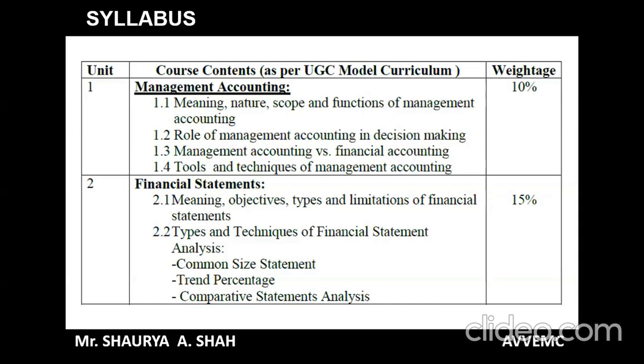Moving ahead, the second chapter is your financial statements. Now, as you must be knowing, how many types of financial statements are there? Till now, right from your school level, we have been studying mainly three types of financial statements. You must be knowing, the very first is your trading account, second is your profit and loss account, the third is your balance sheet. In addition to that, there are several other types of financial statements also. But for that, you need to first study what you mean by a financial statement.